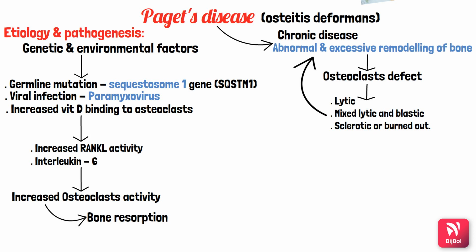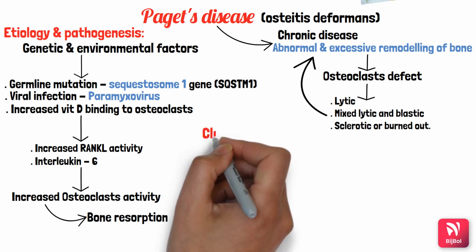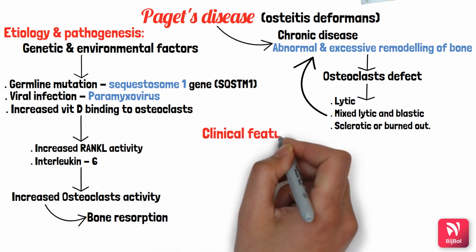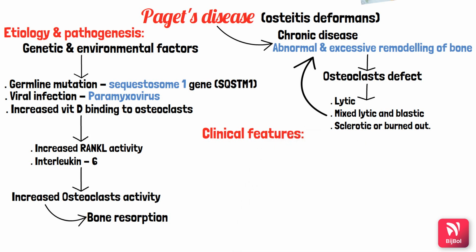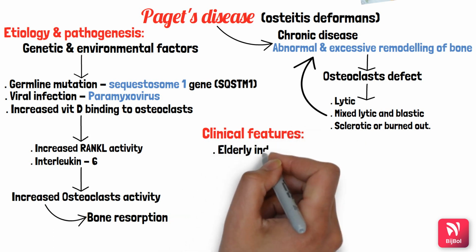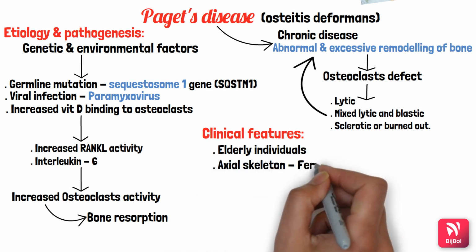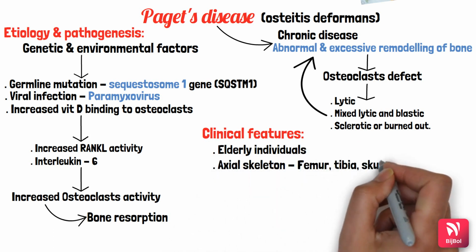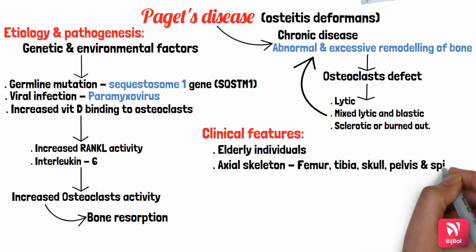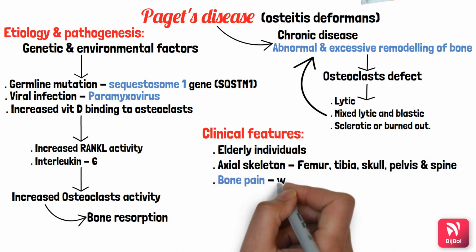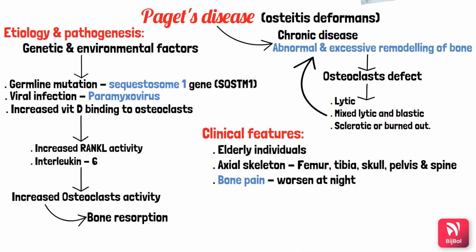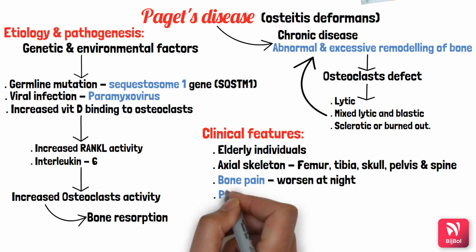So what are the clinical features that are observed in Paget's disease? It is a disease of elderly individuals, seen after 50 years of age. Here the axial skeleton is affected more, wherein we will see defects of the femur, tibia, skull, pelvis and spine. The most common complaint in Paget's disease is bone pain, which worsens a lot at night time.